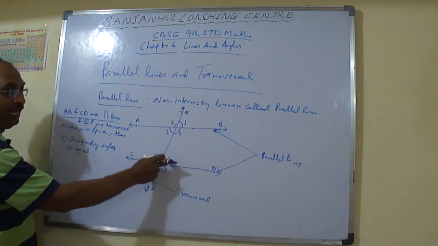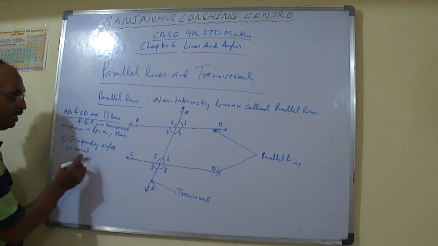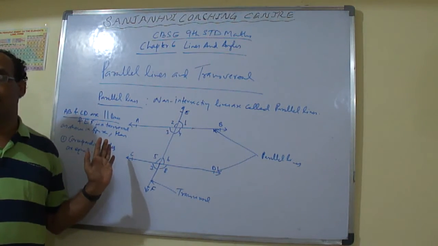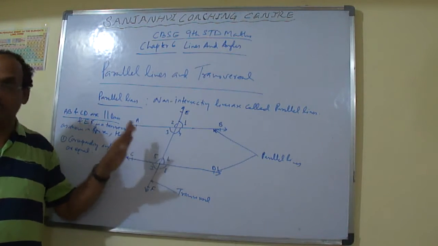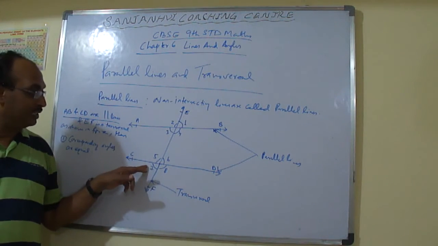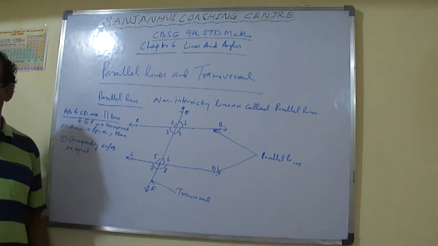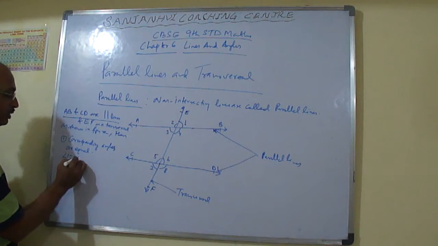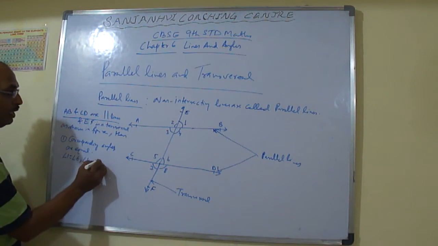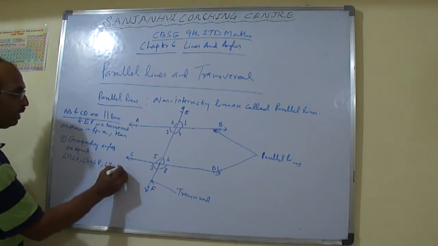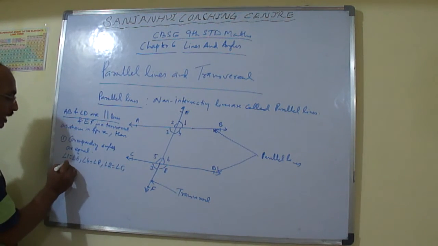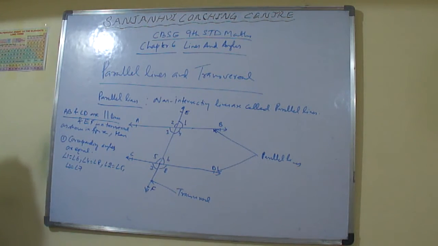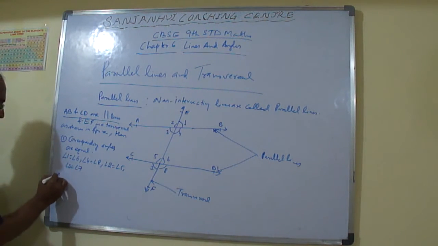For angle 1, angle 6 is the corresponding angle. For angle 1, angle 8 is not the corresponding angle. Understand? For angle 2, angle 6 will not be the corresponding angle, nor will angle 7. Okay? Corresponding angles are equal. So angle 1 is equal to angle 6, angle 4 is equal to angle 8, angle 2 is equal to angle 5, and angle 3 is equal to angle 7. Understood? Okay. This is the first point.